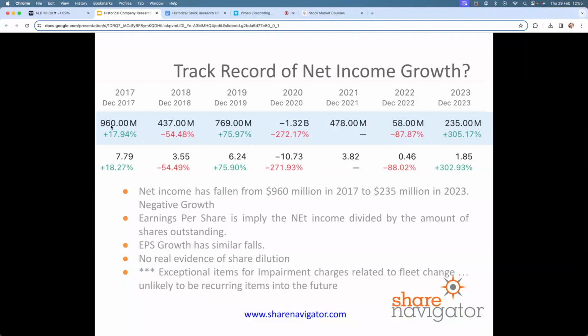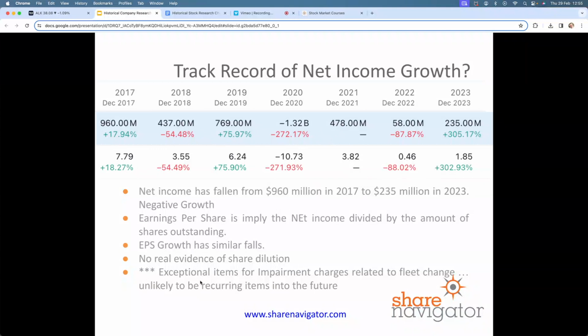Okay, I'm not liking the fact that the sales grew, but the profits declined, and I need to know why and what happened. So that's my first thing that I had to go and do a bit of research. So that's what I've explained here. There's no real evidence of share dilution either, because the earnings per share has really decreased at the same rate as the net income here.